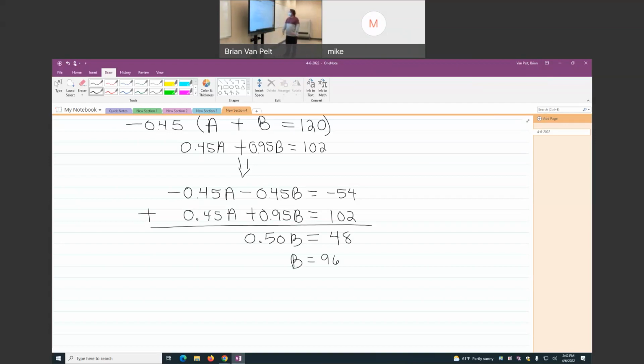And then, remember, A plus B was 120. So I wouldn't bother doing anything except just throw it in here. B is 96. And if I subtract 96, I'll get A equals 24.